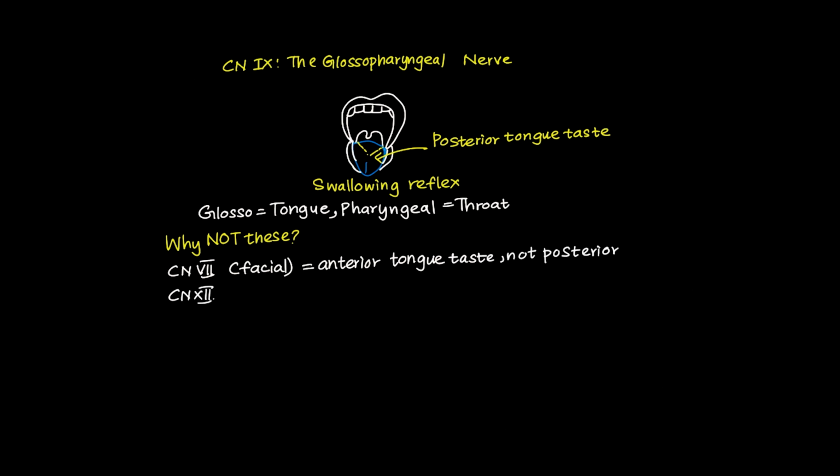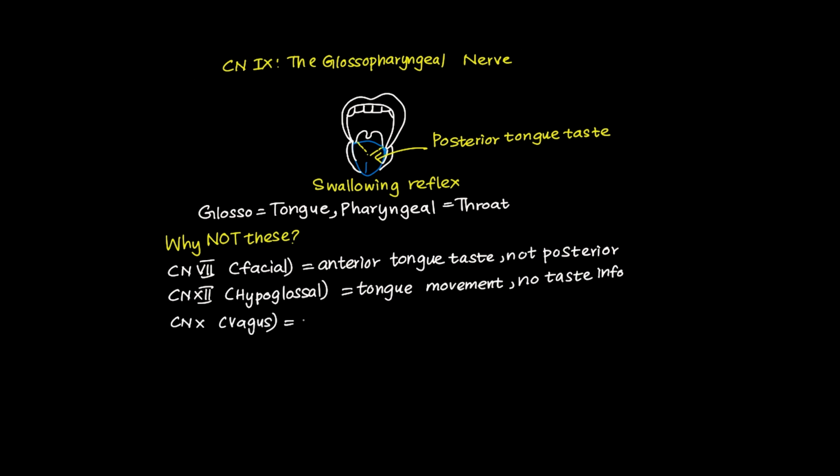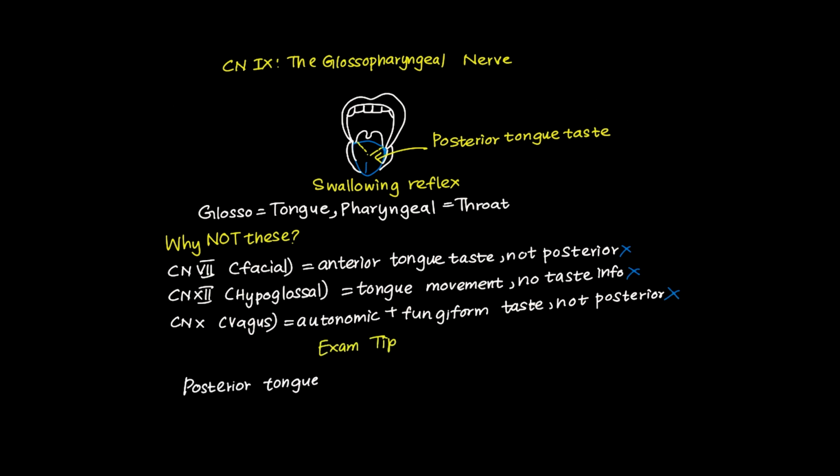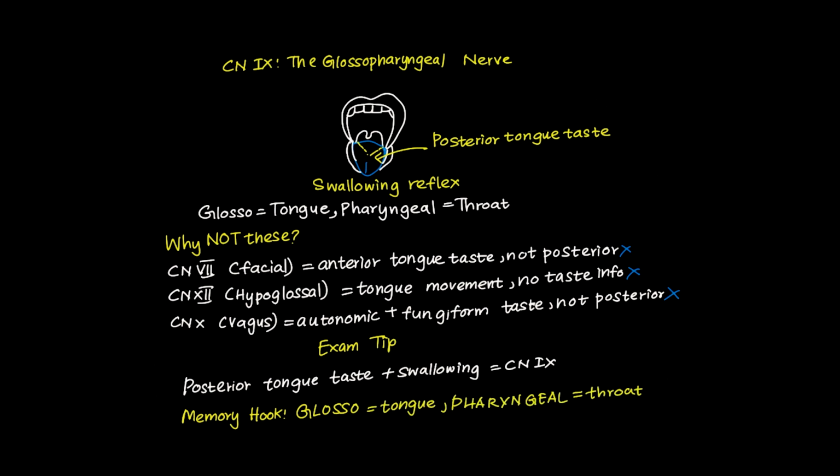CN12, the hypoglossal nerve, controls tongue muscle movement for speech and chewing, but it carries zero taste information. CN10, the vagus nerve, has wide autonomic functions and receives taste from fungiform papillae. But it's not the primary nerve for posterior tongue taste. Here's a WGU D312 OA exam tip for you. Posterior tongue taste plus swallowing problems equals CN9. Glossopharyngeal, quick hook. Glosso equals tongue, pharyngeal equals throat. CN9 does both.